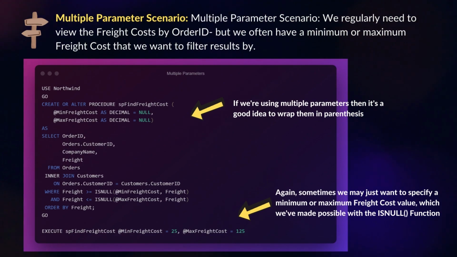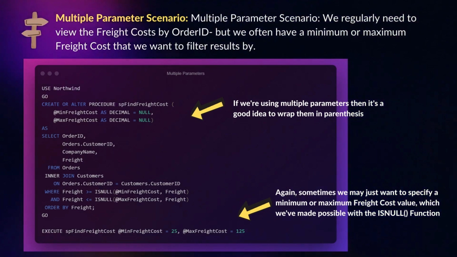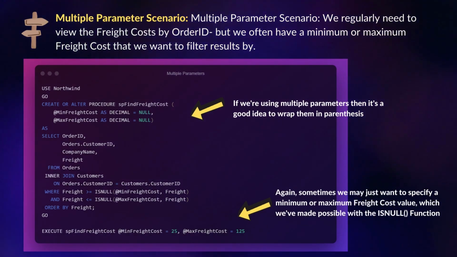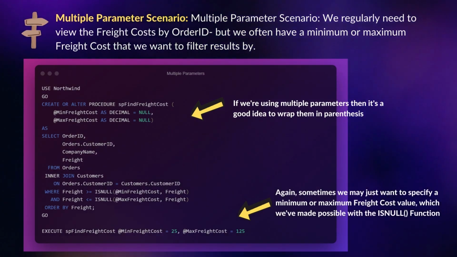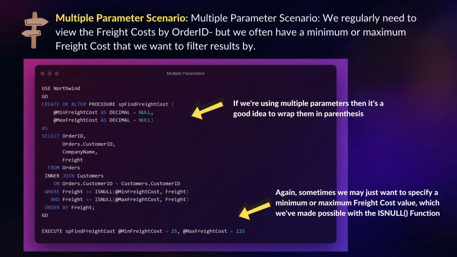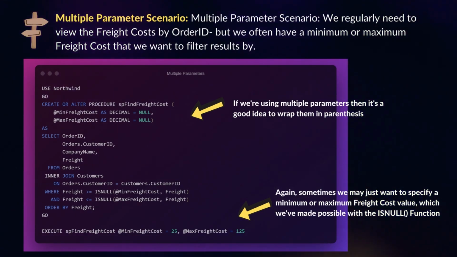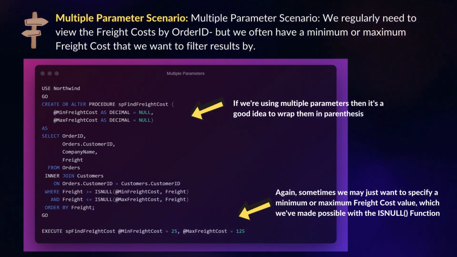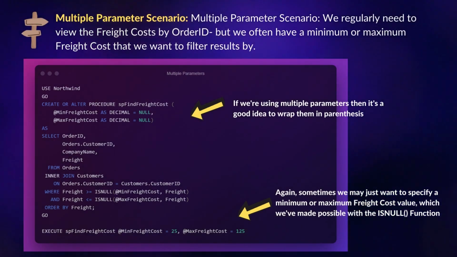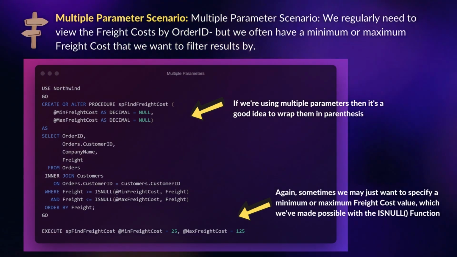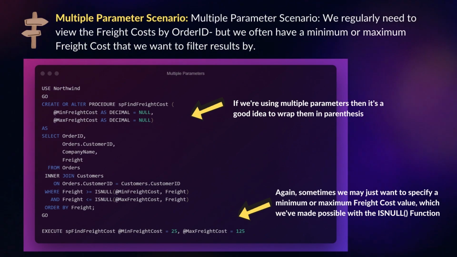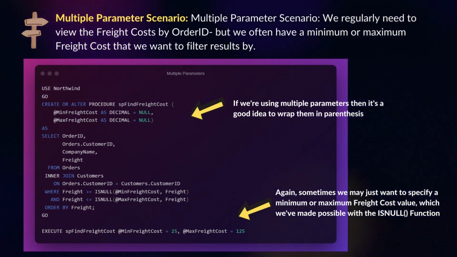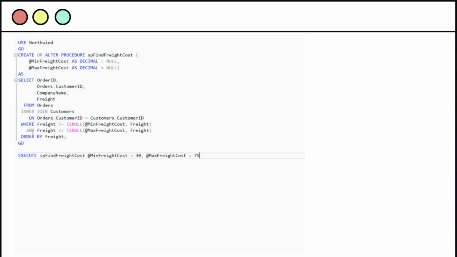Now, the syntax is pretty much the same, but a few things to bear in mind. We had to make a join so that we could get the company name in there. If we're using multiple parameters, you'll see this time I've wrapped, after the create or alter procedure, I've wrapped this in parentheses. That's purely for readability, but it does help. And again, same as last time, if we just wanted to have a minimum or maximum freight cost boundary, it's made possible with the isNull function. Apart from that, some slight tweaks with readability, but nothing really changes by adding multiple parameters. It can just be significantly more helpful to a particular scenario.